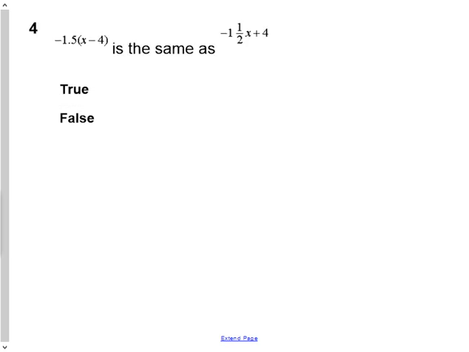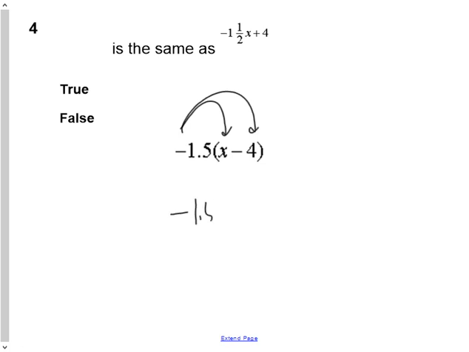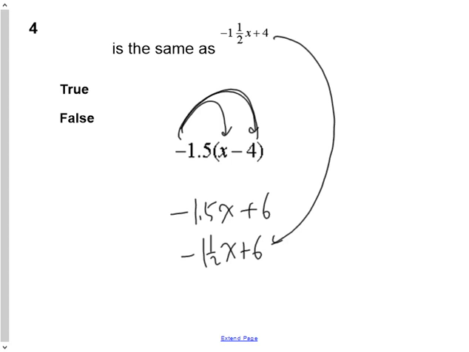Question number 4 says 1/5 multiplied by x minus 4 is the same thing as 1.5x plus 4. So if I was to take this expression, make it a little bit bigger so I could work with it, and expand it with distributive property, it'd be negative 1.5x, and negative 1.5 times negative 4 is positive 6. So if I changed this to a fractional coefficient, these are not the same thing. So the answer is false.